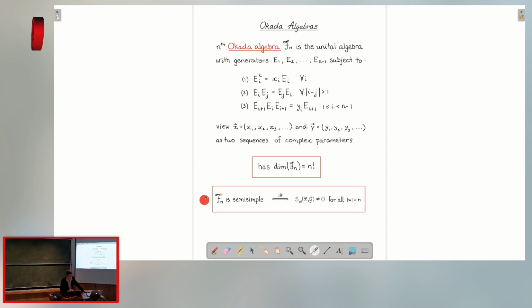And it will be semi-simple precisely when the clone-Schur functions of rank n are all non-vanishing. So these clone-Schur functions tell you when you cease to be semi-simple. For which n is this true? For all n. So it's always true. It's always semi-simple.